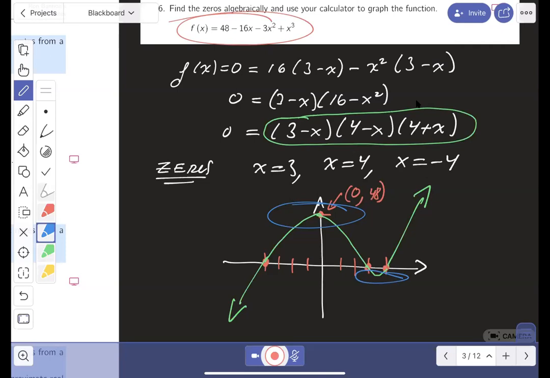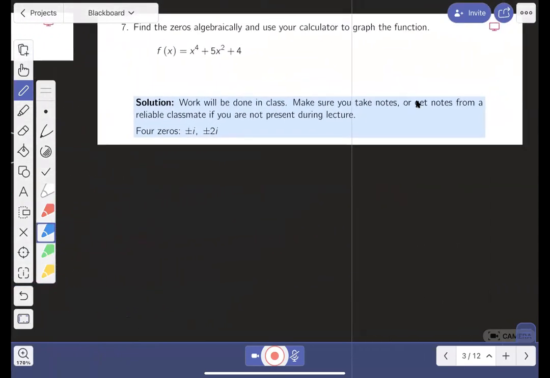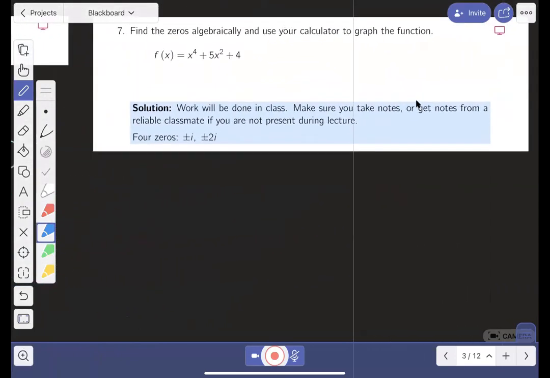All right, let's go to number 7. Another, kind of, I would say simple question. And again, what I mean by simple question, it's a 0. So I'll write this over here. F of x is equal to x^4 + 5x^2 + 4. I'm going to try to solve for 0. In other words, set the function equal to 0.